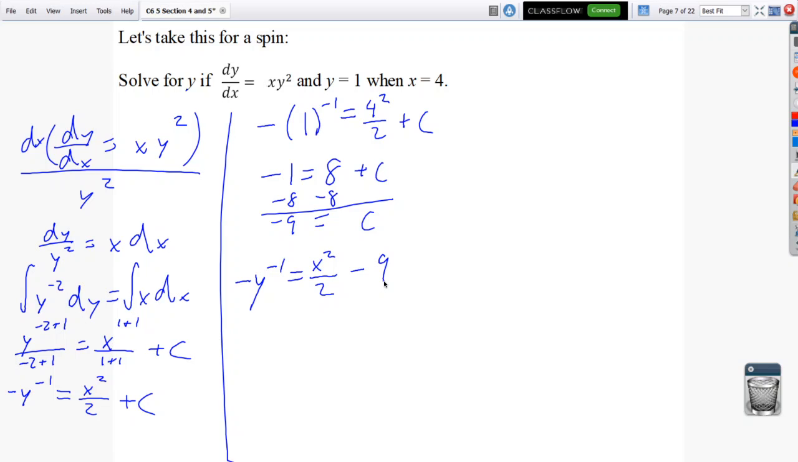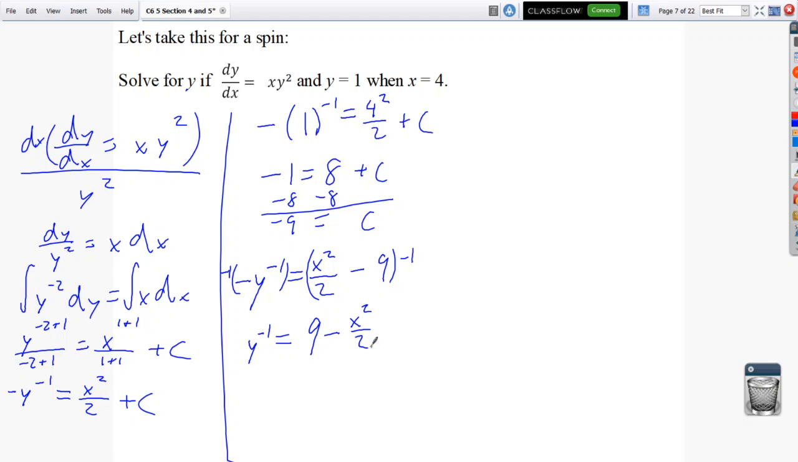So there's a variety of different steps. You could do this in multiple ways. What I like to do first is get rid of that negativity. So I'm going to multiply both sides by negative 1. We now have y to the negative first is equal to 9 minus x squared over 2. Just flipping the order there.